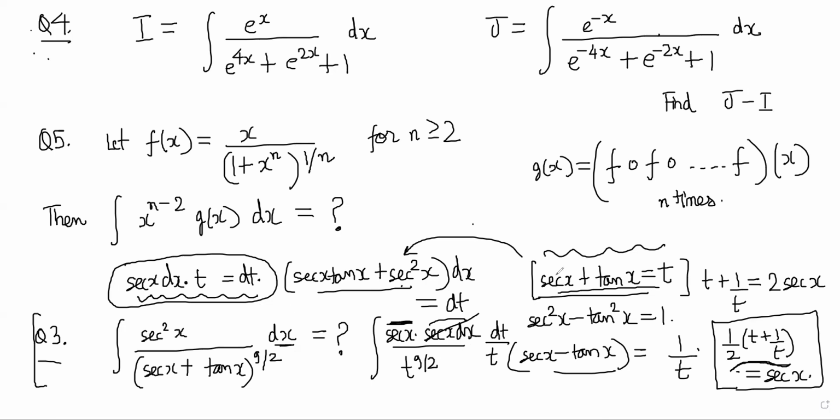It is not difficult, but remember this thing. Sec x plus tan x is t, then sec x minus tan x is 1 by t. And you can add that to get sec x. If you had subtracted, you could have written tan x also. T minus 1 by t would have been 2 tan x, right? Yes, sir.